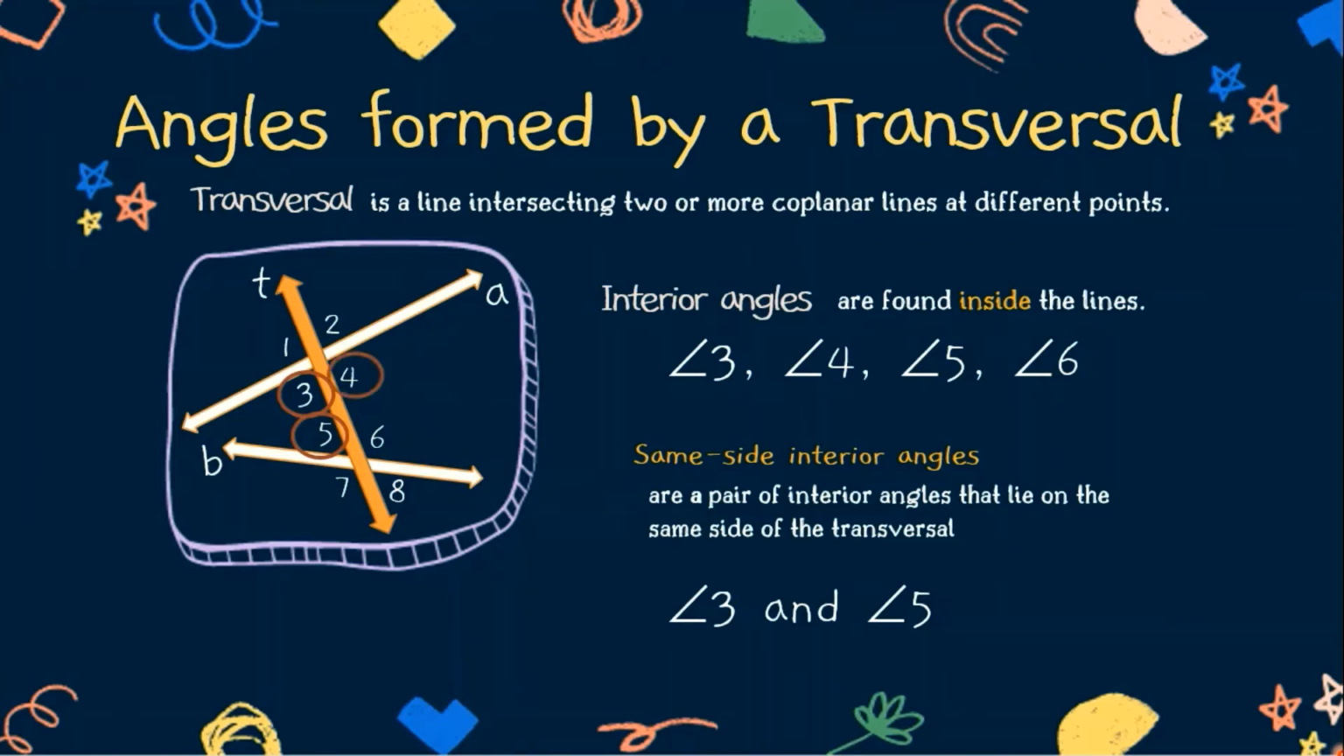We also have angle 4 at ang kapares niya ay angle 6. Angles 4 and 6, both of them are interior angles and both of them are on the same side. Sila ay nasa kanan naman ng ating transversal. Therefore, angles 4 and 6 are also same-side interior angles. In this illustration, we're able to form two pairs of same-side interior angles.